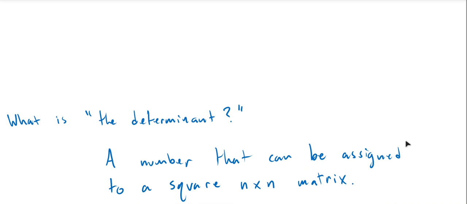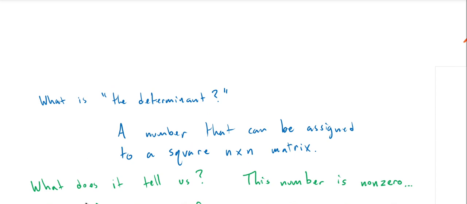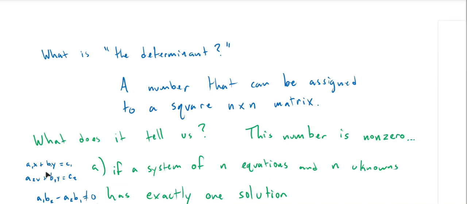Although we won't be able to give a complete characterization of the question, what is the determinant, we can say that a determinant is going to be a number that we can assign to an n by n matrix. Knowing whether or not this number is non-zero tells us something about the matrix and about systems of equations. We're going to see presently how we can assign a matrix to a system of equations, and if the determinant of that assigned matrix is non-zero, then this system of n equations and n unknowns will have exactly one solution.